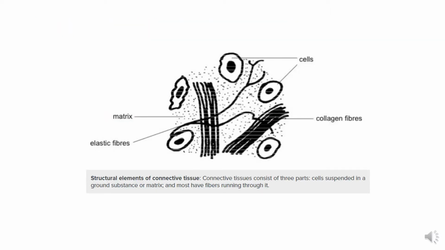So the components of the connective tissue are given here clearly. You can see the cells, the extracellular matrix, which consists of the fibers. These are the fibers, and the ground substance. The third component is the ground substance.